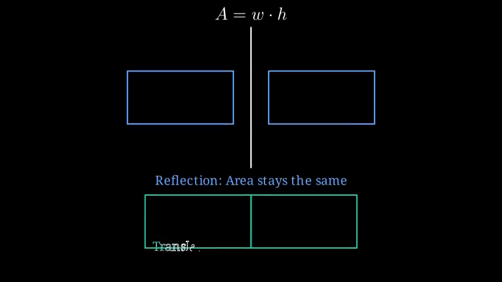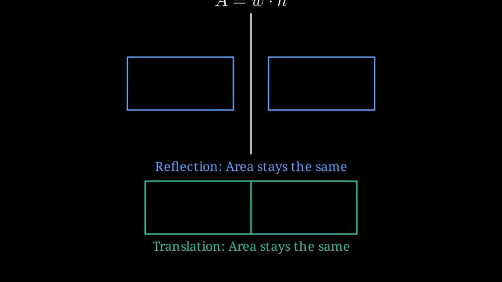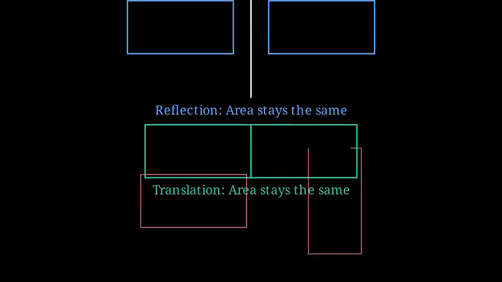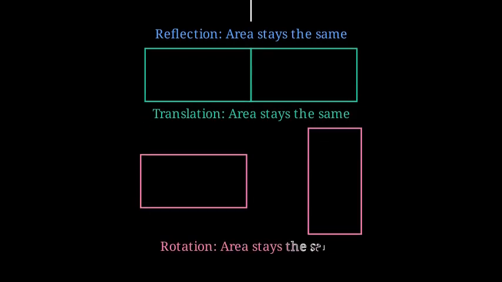Second, a translation just slides the rectangle. The size does not change, so the area stays the same. Third, a rotation turns the rectangle around a point. Turning does not change size, so the area stays the same.